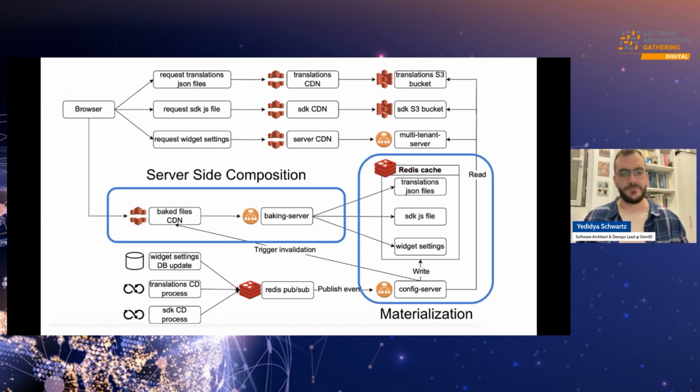The design patterns we talked about come into action in these parts of the architecture. You can argue about it, since every design pattern can be expressed in many ways, but that's how I see it. We are materializing the possible combinations of the data in Redis, and we are compositing the components using the baking server.